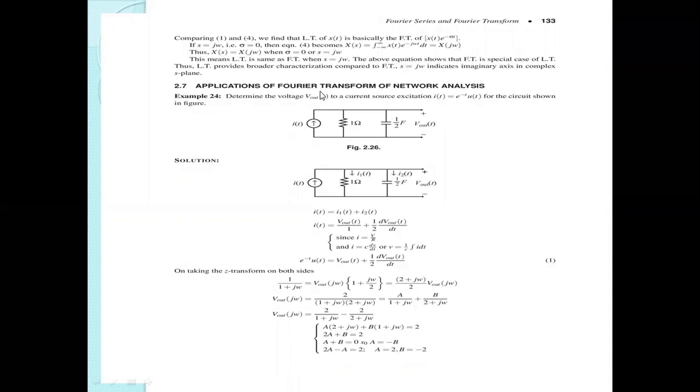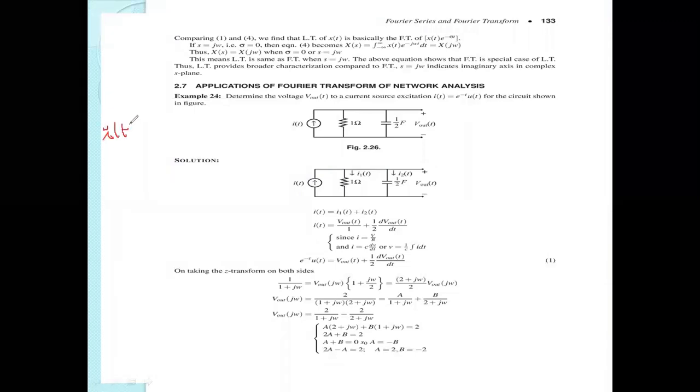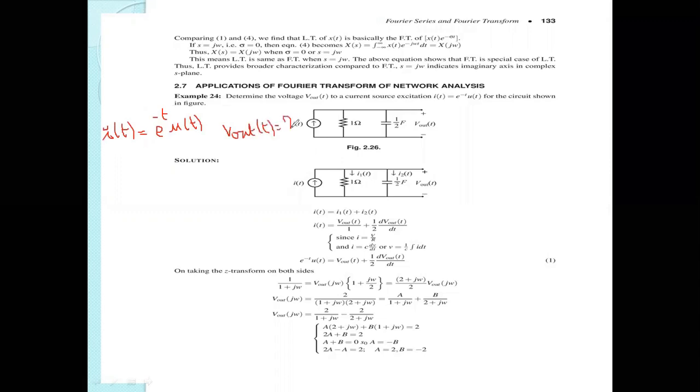Determine the voltage V out due to the current source excitation I of t is equal to e power minus t mu of t. The given I of t, the current, I of t is equal to e power minus t mu of t. And you have to find V out of t from this given network. Okay.